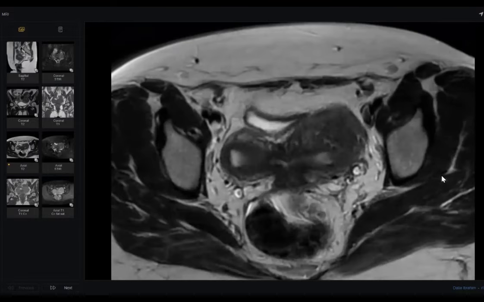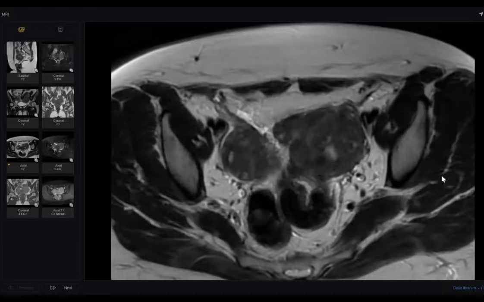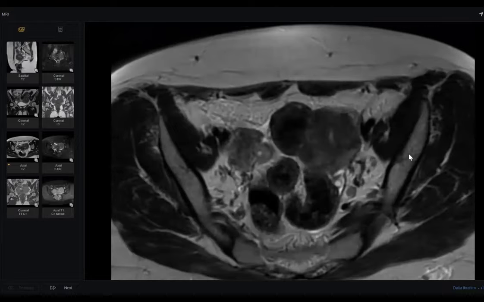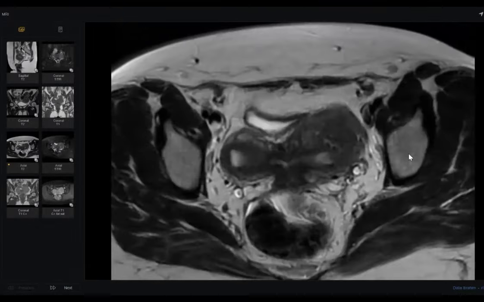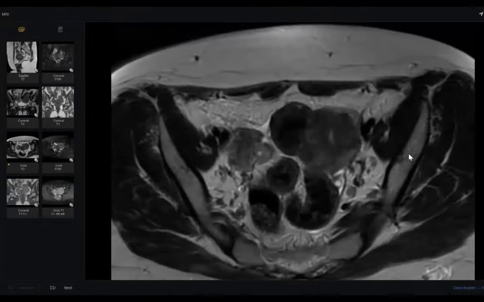So bilaterally, the transitional zone is thickened. The hypointensity of the myometrium, the transitional zone is thickened. So this is likely representing adenomyosis. I think there is adenomyosis on top of the bicornate uterus, with a thickened hypointense myometrial transitional zone.